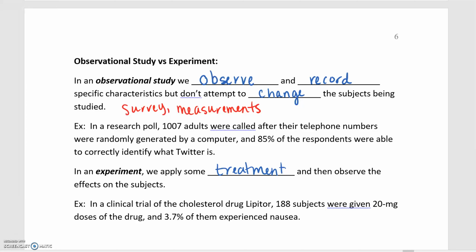So in an experiment, you have a treatment group, and then you also need to have a control group so that you know that it's not just 3.7% of people who always experience nausea no matter what. But in an experiment, you're doing something, whether here it's giving them a drug, to see if that changes what happens.